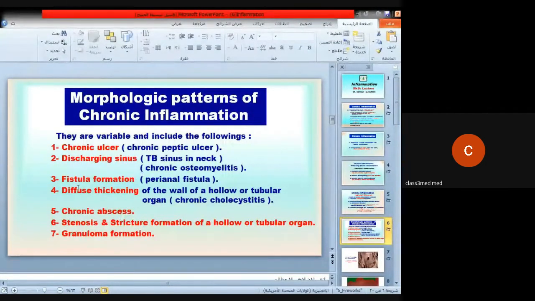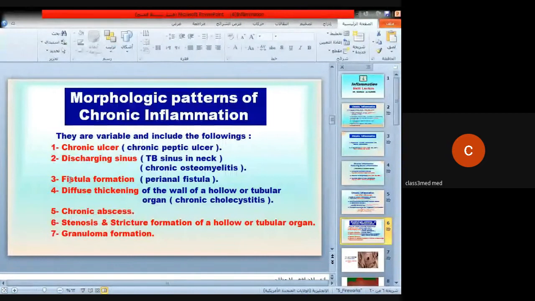Other example of chronic discharge of sinus, chronic osteomyelitis. Example, chronic osteomyelitis of tibia. التيبيا تعرفوها قريبة على السكن. The bone of the tibia قريب على السكن. So any chronic inflammation of the bone with chronic abscess formation عشان ينفتح على السكن. فيصير discharging sinus in the skin. مفهوم الساينس؟ discharging sinus.